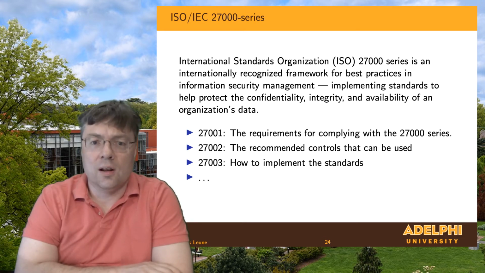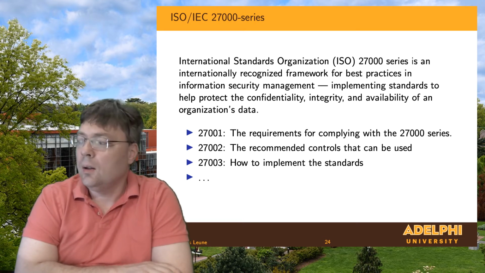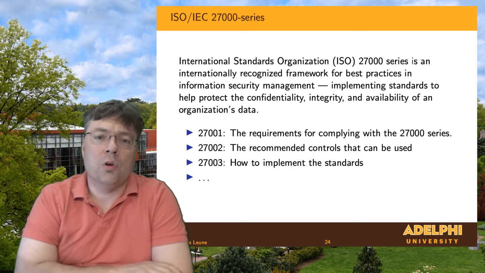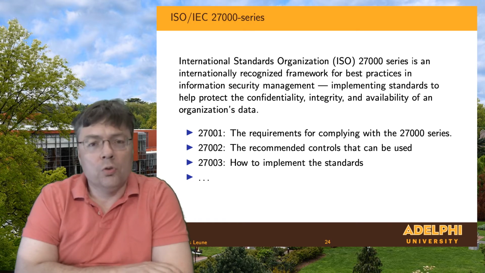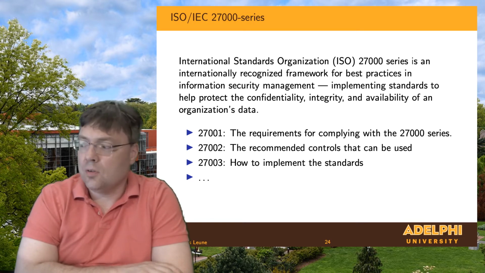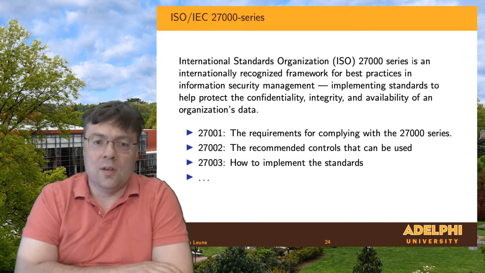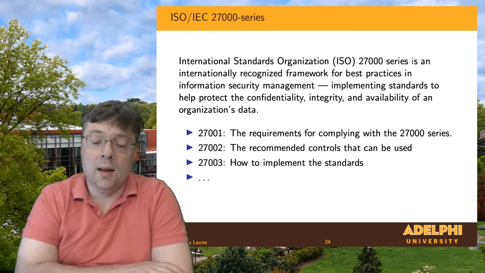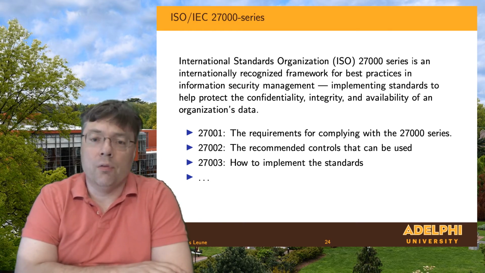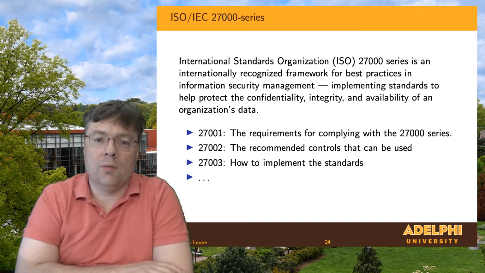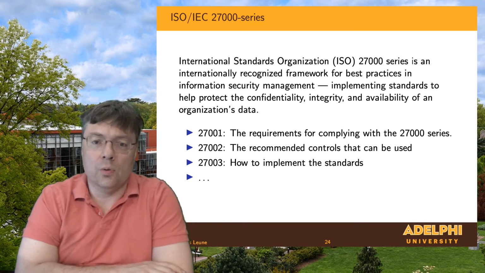They're listed on the slide. 27001 is all about how you comply with the series. 27002 covers what kind of controls you could implement, and 27003 gives implementation guidance. Unfortunately, they are not freely available. They are for pay, so you can't really run through them, although there are quite a few high-level overviews of what the standards include.